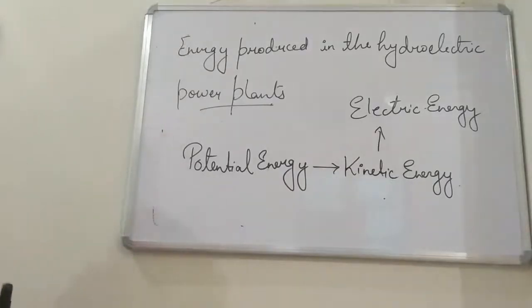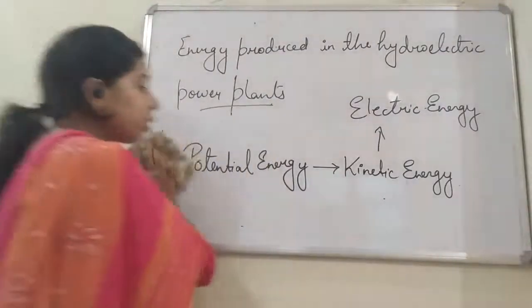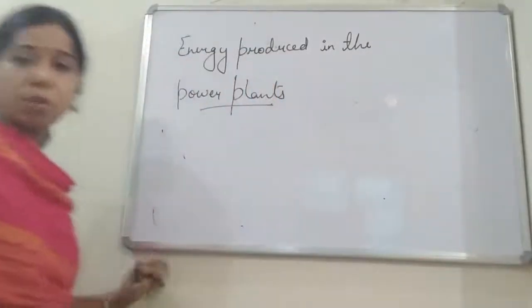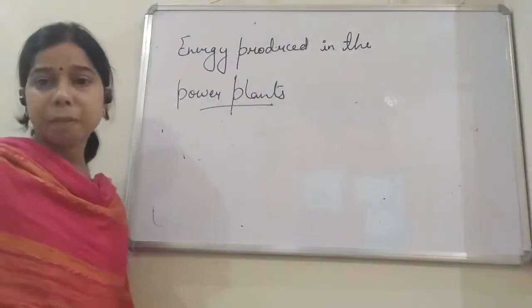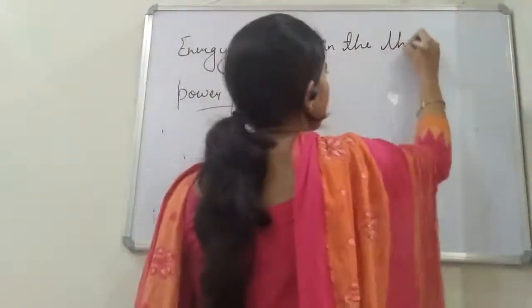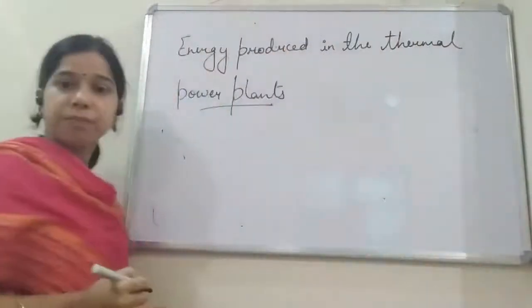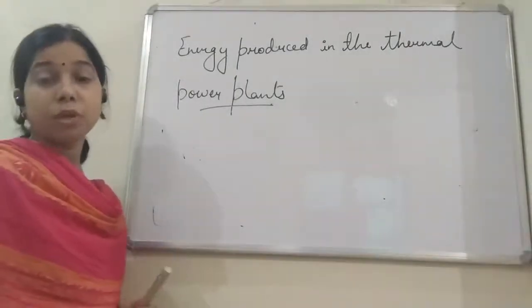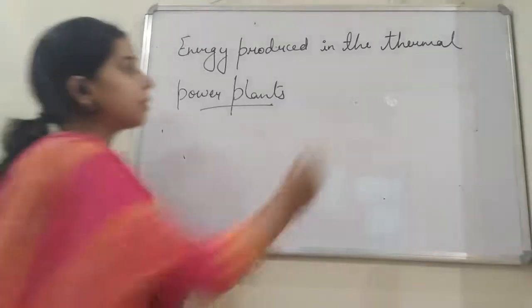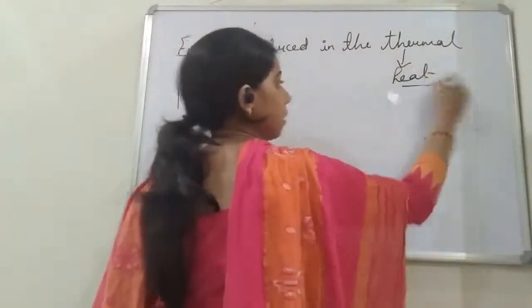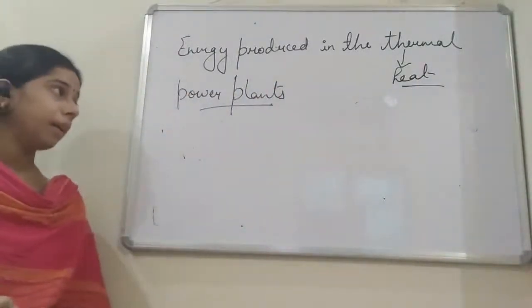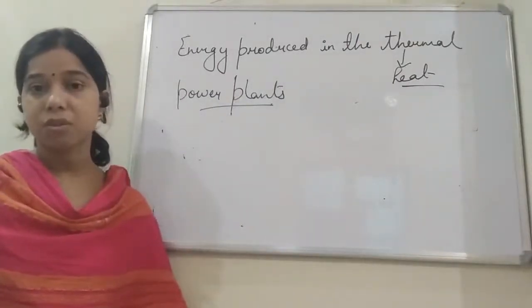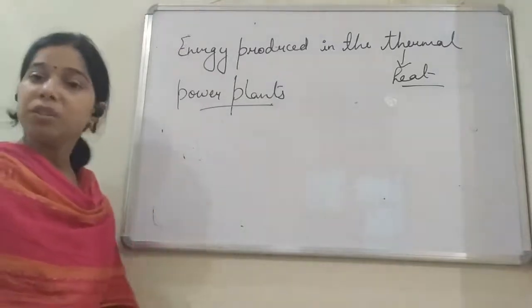Now, not only in the case of a hydroelectric power plant, student, but energy is also produced in the thermal power plant. Here we were talking about the hydroelectric power plant, but energy is also produced in the thermal power plant. Now, what is the thermal power plant, students? Thermal means heat. So the energy which is produced due to heat, basically in the thermal power plant, again like the hydroelectric power plant, we generate electricity, students. So here, with the help of heat, we generate electricity.